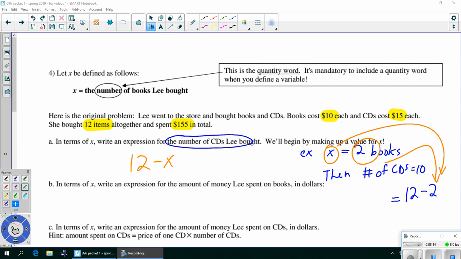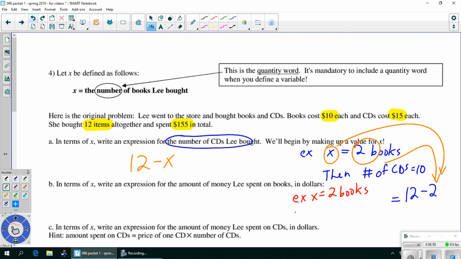Okay, part B: in terms of x, write an expression for the amount of money Lee spent on books, in dollars. Amount of money Lee spent on books. Okay, I don't know, let's see. If, for example, x is equal to 2 books again, then how much money did Lee spend on books? Well, take a look at those 4 yellow highlighted numbers. One of them is relevant to this. The other 3 are completely irrelevant to this part of the question. How much did we spend on books altogether? Well, the only number that matters is this one here, right? $10 each. So if it's $10 each and you bought 2 of them, then you spent 20 bucks.